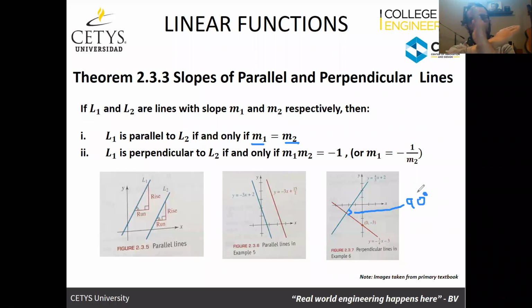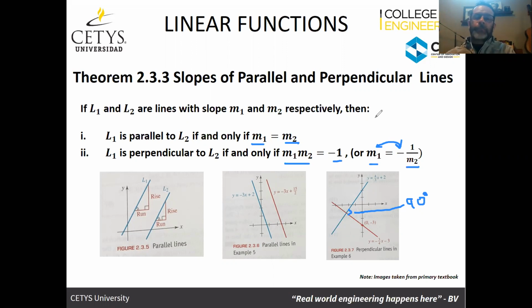Lines that intersect and the intersection generates a 90-degree angle, those lines are perpendicular. And there's a relationship between the slopes of two perpendicular lines. The slopes for two perpendicular lines have the following relationship: the multiplication of the two slopes equals -1. Another way of saying this, if I've got slope 1 and slope 2, the relationship is that one slope is the negative reciprocal of the other slope. So it's reciprocal, so it's divided by that number, and it's negative.